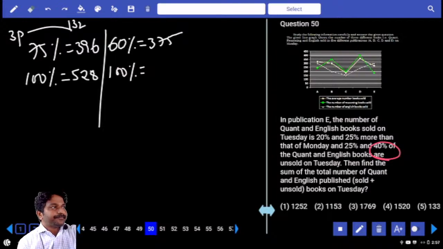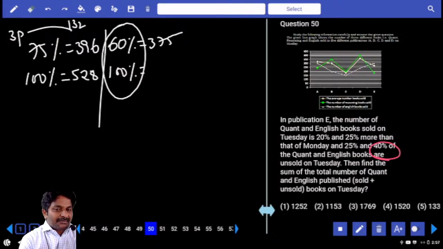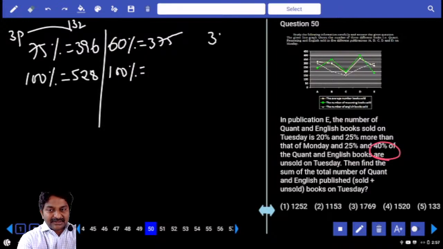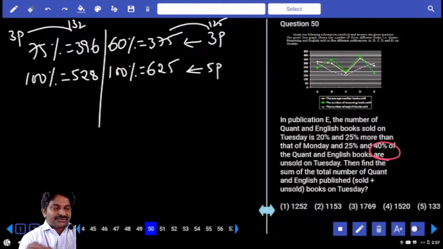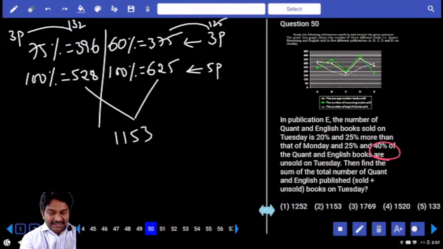528. Can we write these two numbers as 3:5 ratio? 3 parts is 375. Then 1 part is equal to 125. 5 parts is equal to 5 times of 125, which is equal to 625. Total number of books in the sense sum of these two numbers only, which is equal to 1153. Second option.